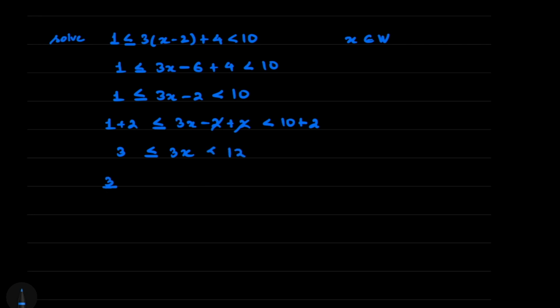Now let's divide by 3 on every side. 3 divided by 3, 3x divided by 3, and 12 divided by 3. This gives us 1 less than or equal to x less than 4. So this is our solution. And as our replacement set belongs to whole numbers, our solution set would be 1, 2, and 3. And that's how we solve this.